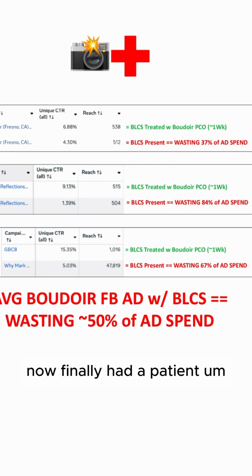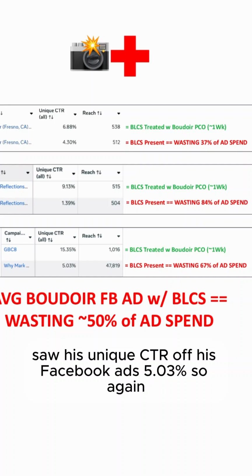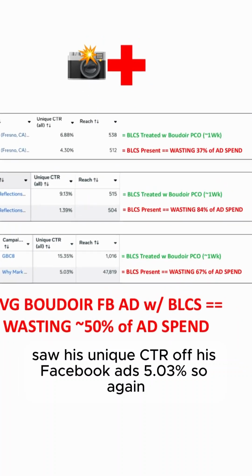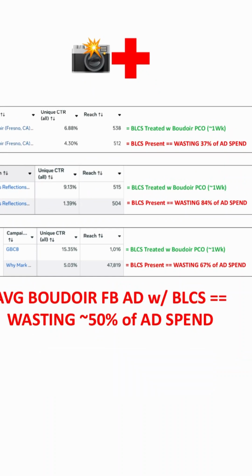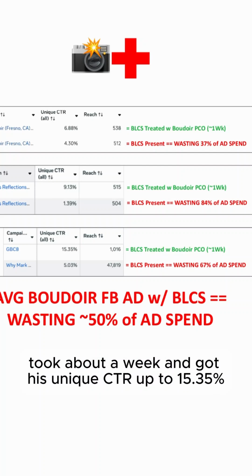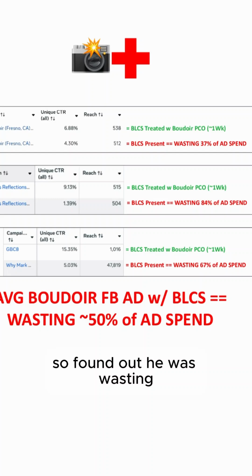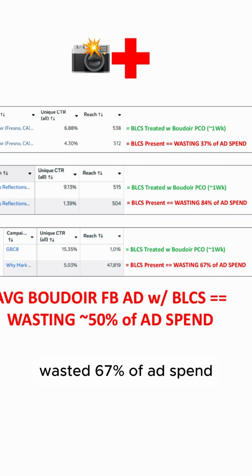Now, finally, I had a patient whose unique CTR all of his Facebook ad was 5.03%. So again, I knew the BLCS was present. So I went in, duplicated, treated with Boudoir Pico, took about a week, and got his unique CTR all up to 15.35%. So we found out the original Boudoir Facebook ad was wasting 67% of ad spend.